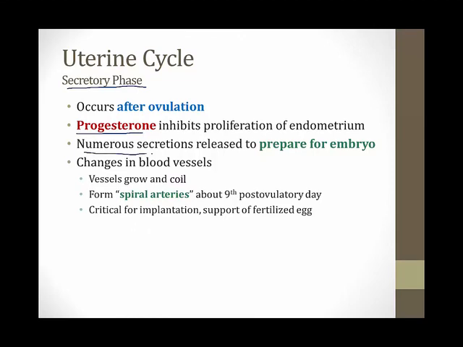So there are numerous secretions that are released in the uterus to get ready for the embryo, and there are also very important changes in the blood vessels that are driven by progesterone. The vessels of the uterus grow and coil, and they form structures called spiral arteries about 9 days after ovulation. And these arteries are critical for implantation and support of the fertilized egg.